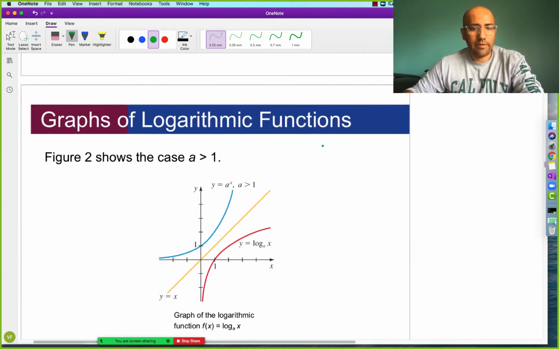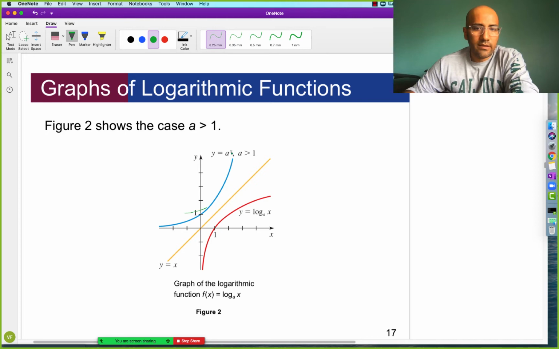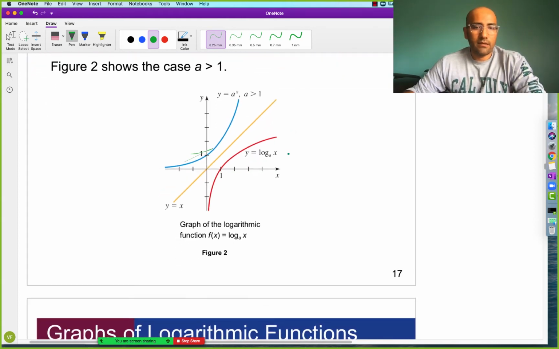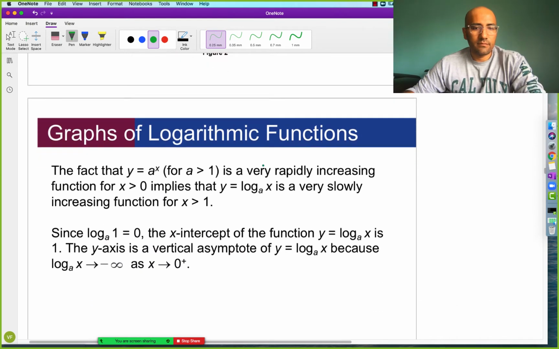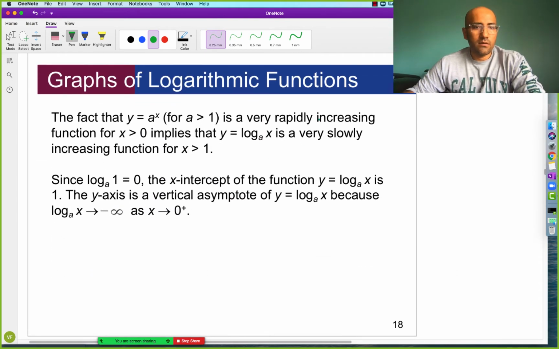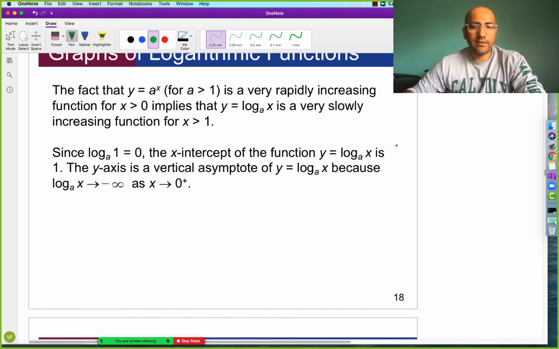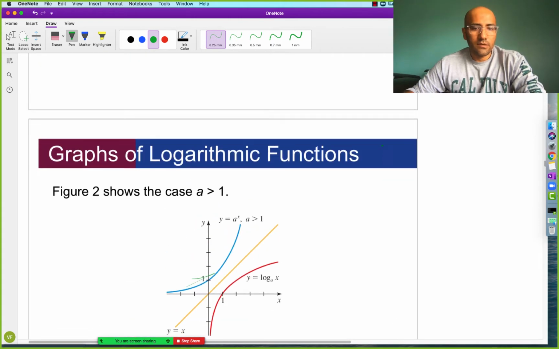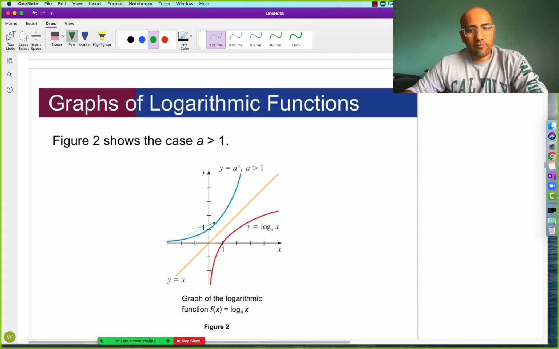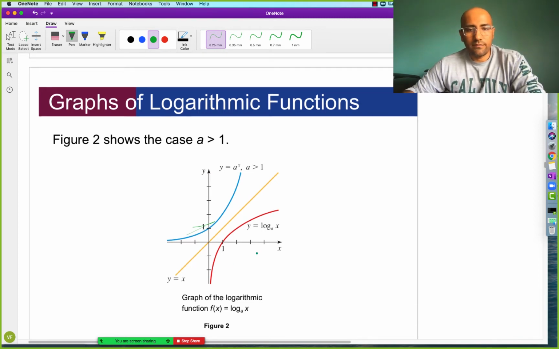So here's a better graph of that. So this is when we have a is greater than 1. So we have this as a to the x power. They all have this shape. And then its log function has this as long as a is greater than 1. Right, this is the line y equals x. So the fact that a to the x is a very rapidly increasing function implies that log base a of x is very slowly increasing. Right, so here the a to the x power function grows very quickly. So its inverse function is going to grow very slowly.